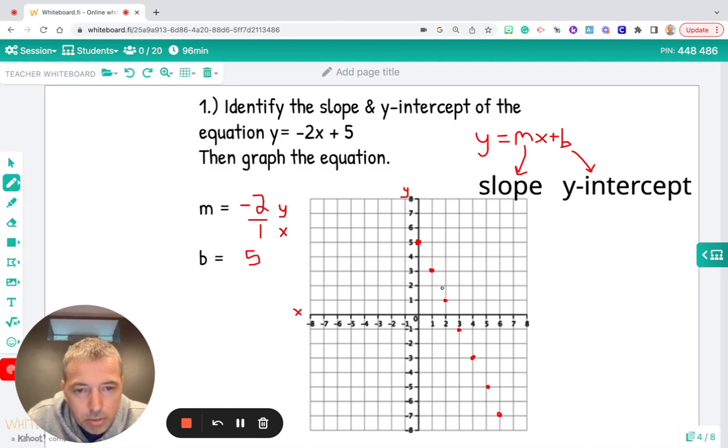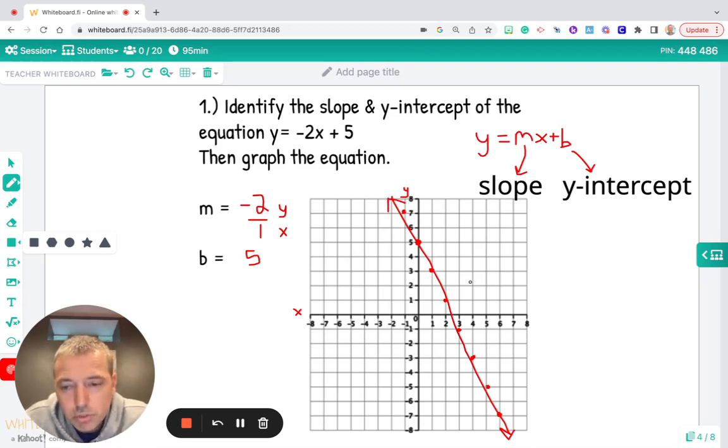Now, once you run out of room, you can go back to where you started, to the y-intercept, and you can do the opposite. Instead of going down 2, I'm going to go up 2. Instead of going right 1, I'm going to go left 1. And I can only get 1 extra dot on this line. If I did it again, I'd be off, right? So now that I have that, I can go ahead and make a line here. So this would be a straight line. I didn't draw it super straight, but pretend that it's perfectly straight.